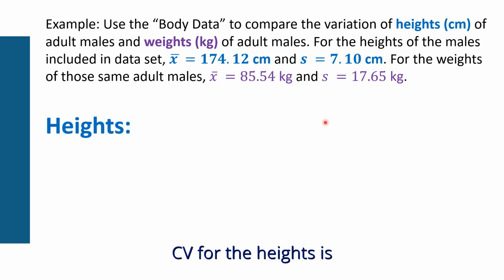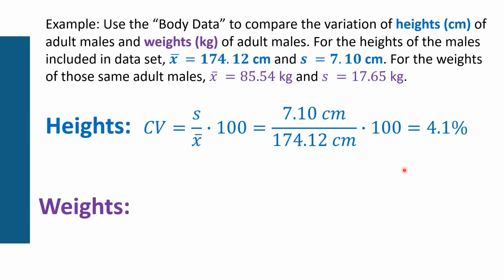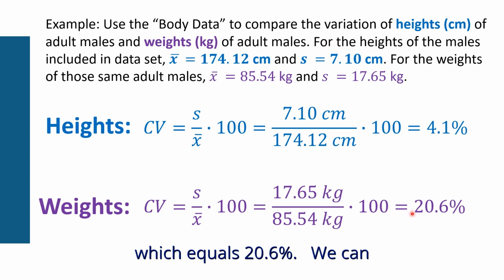The CV for the height is 7.10 divided by 174.12 times 100, which equals 4.1%. The CV for the weights is 17.65 divided by 85.54 times 100, which equals 20.6%.